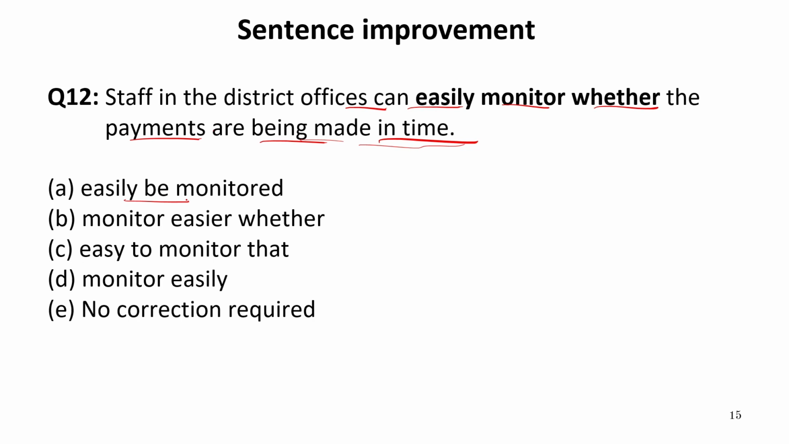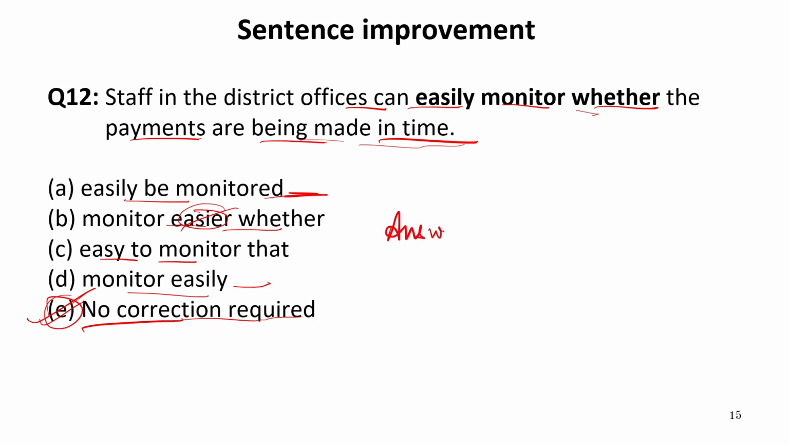Easily be monitored, but whether is also in bold and there is no word given after it. Monitor easier whether, this easier is incorrect because here we need positive form or an adverb. Easy to monitor, now can easy to monitor is not suitable again. Can monitor easily, but here again whether is not given, whereas whether is in bold. Therefore, answer is no correction required. It means the sentence is correct.